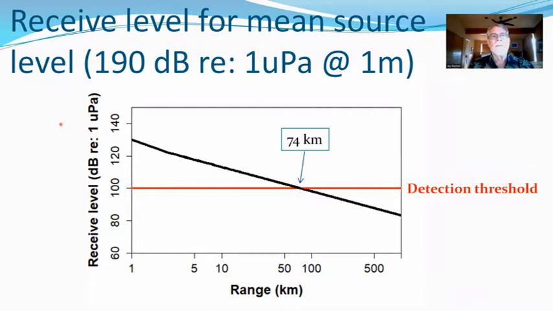The receive level is shown here for a mean source level of 190 dB. And you can see this receive level crosses the detection threshold right at 74 kilometers. So this model would predict that an animal at less than 74 kilometers would be detected and would not be detected at greater than 74 kilometers.